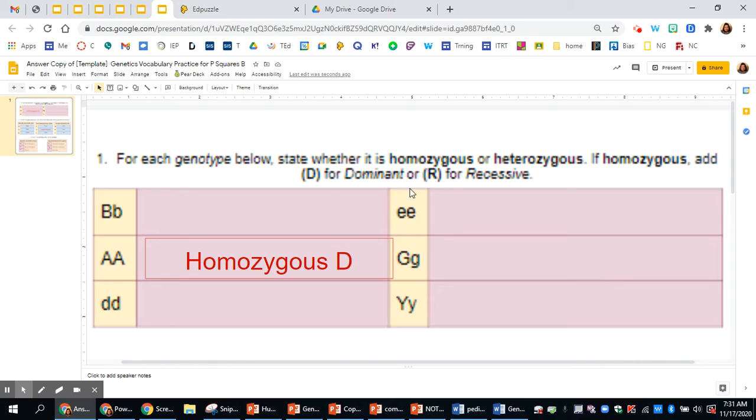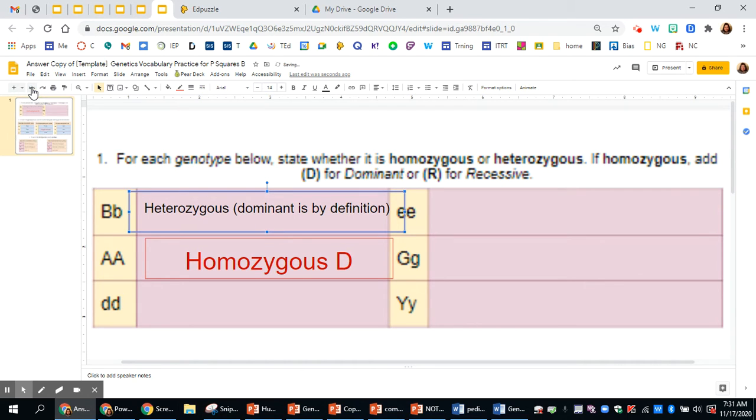If you said they're the same, then you needed to tell me a capital D for dominant or an R for recessive. So this first one is big B, little b. They're different, so they're going to be heterozygous. A lot of you put a capital D behind that, which is fine. That's just implied, though, if it's heterozygous based on Mendel's rules. The capital letter stands for the dominant or the expressed one.